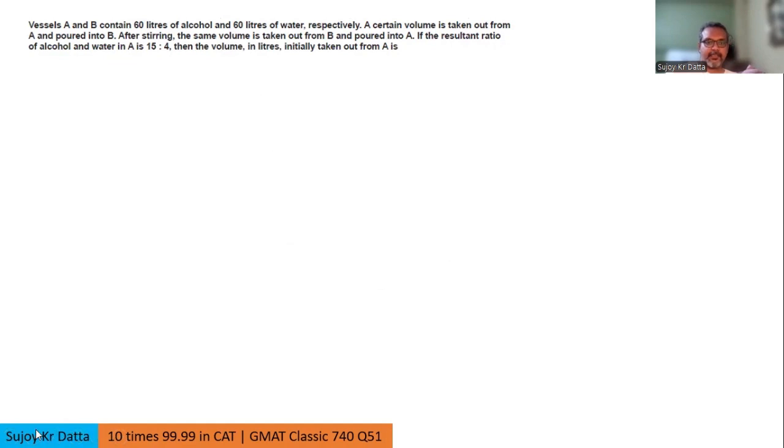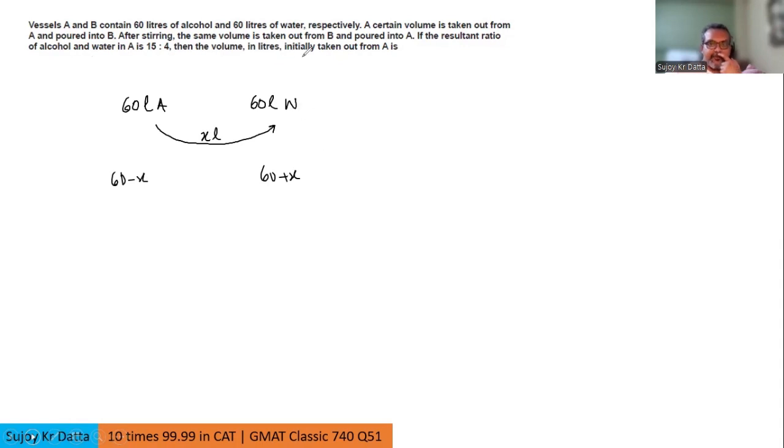Vessels A and B contain 60 liters of alcohol and 60 liters of water respectively. A certain volume is taken out from A and poured into B. So let us say X liters is taken out. So now you have 60 minus X liters here and 60 plus X liters here.